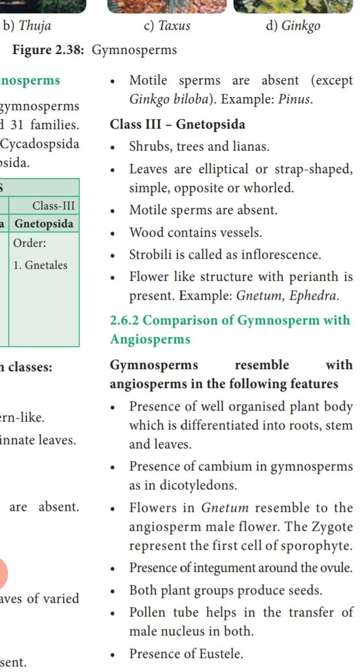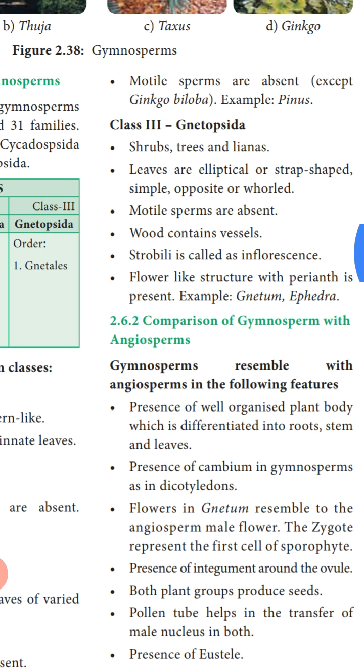Whorled means what? More than three leaves are present in one node. Then it is called whorled leaves. Next, motile sperms are absent. The male gametes do not have flagella. They do not swim. Next, it contains vessels.